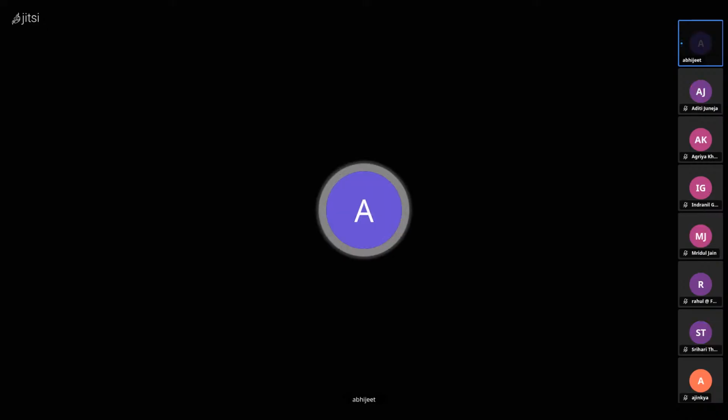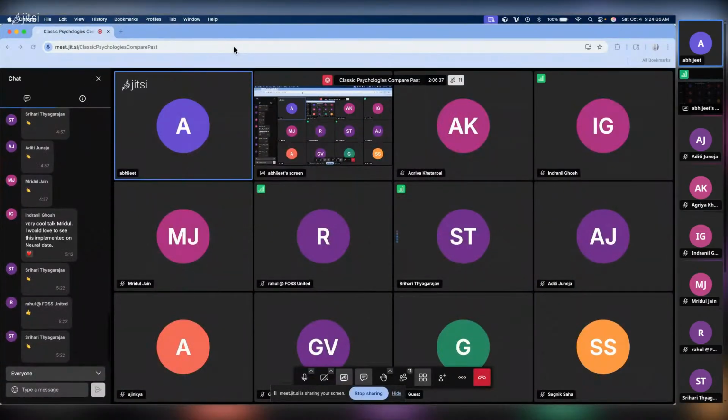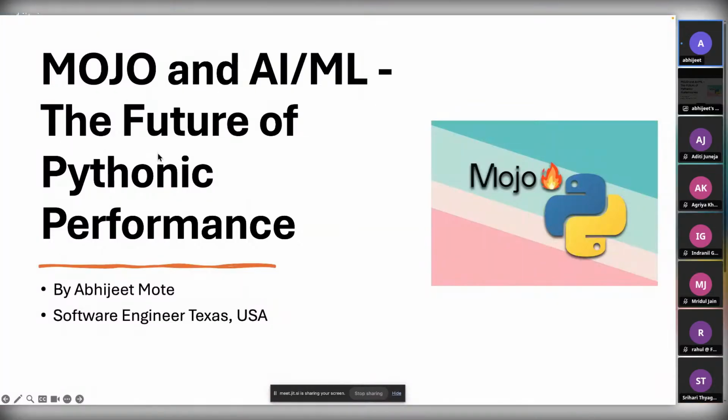Thank you, Aditi. Can you see my screen? Not yet. How about now? Yes, I think it's still popping up. I think it should render. Yep, works now. Okay, perfect. So I just changed to the slides. Slides are visible, right? Yes. Okay, perfect. Thank you.